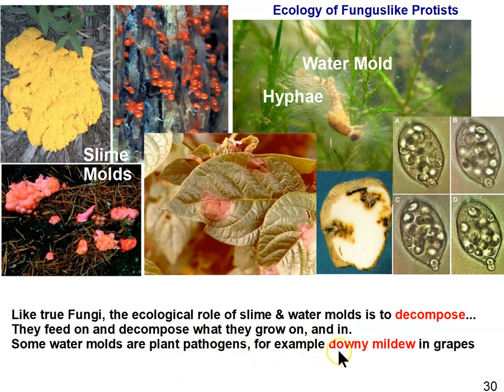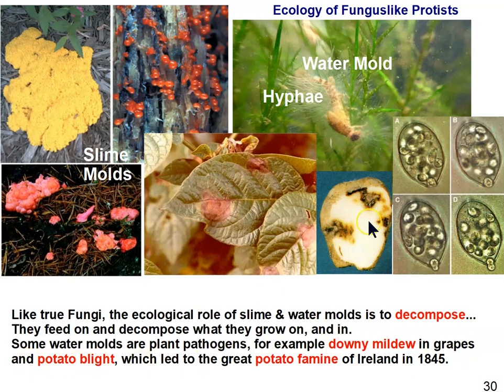Some water molds are plant pathogens, for example, downy mildew in grapes, but also potato blight, and that's what we're seeing here. This is what potato blight looks like on the leaves of potatoes, and then it also infects the potatoes themselves. And that's what caused the potato famine of Ireland in 1845, because it rained. These are water molds, so they can grow in the water, but they can also grow when it's really, really wet. And they had a lot of rain in 1845, I guess, and that allowed for potato blight to infect the potato crops, and it wiped out potato crops so that Irish people were starving.